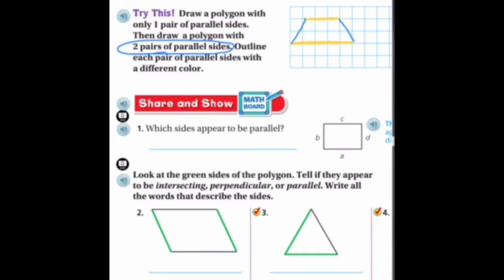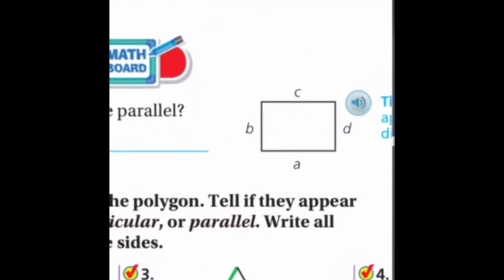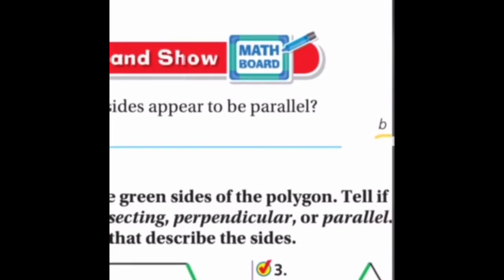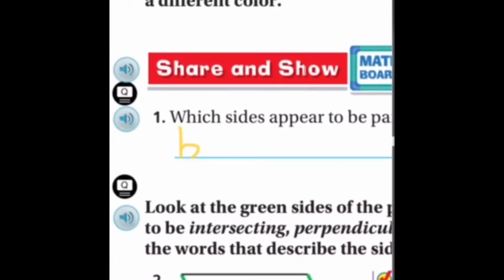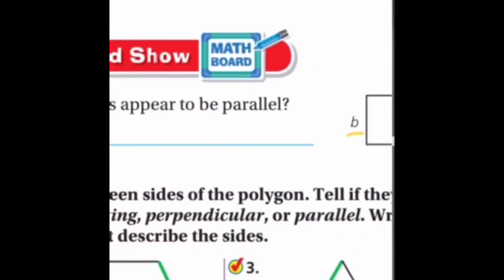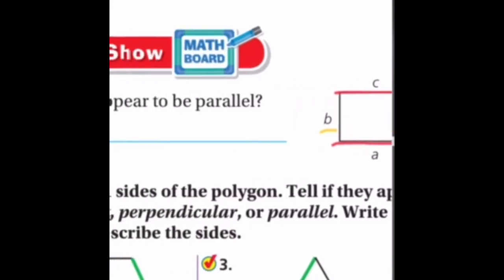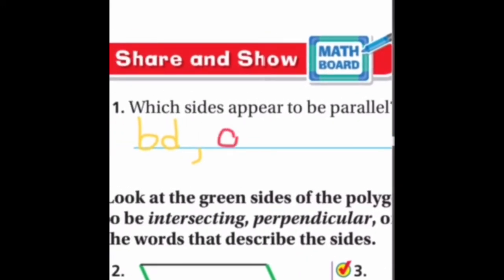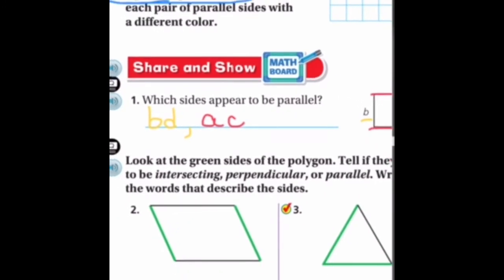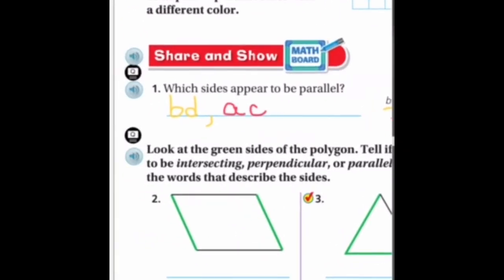Question 1, which sides appear to be parallel? B and D are parallel, so I just write that as BD, and then I'll give a comma. And then also, A is parallel to C, so AC is parallel. So BD is parallel, and AC are parallel to each other. Two different pairs of sides there.